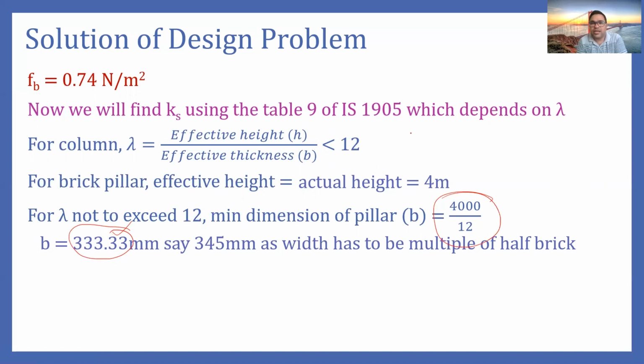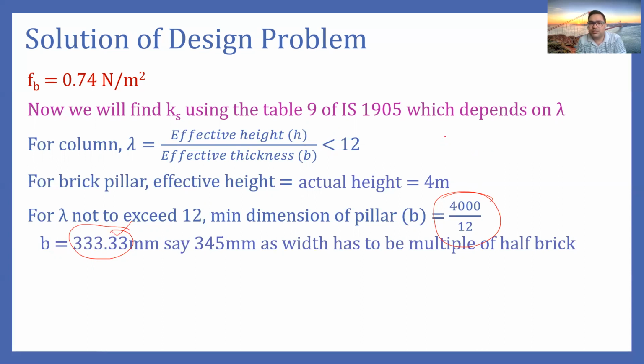Now, as you can see, we are using conventional brick, and practically we can use either one brick or at least half brick. We can't use 1/4 brick; we don't take that in the design consideration. So either we have one brick or half brick. So the minimum dimension of a brick wall or brick pillar can be half brick.